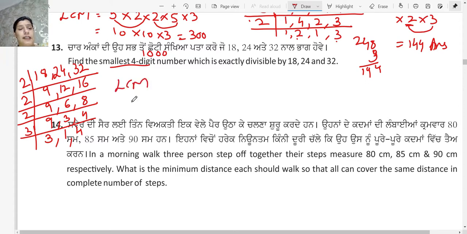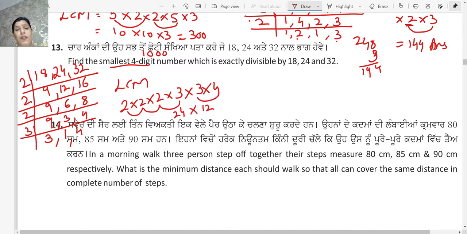So I will find the LCM, that is 2 multiply by 2 multiply by 2 multiply by 3 multiply by 3 multiply by 4. 2 2s are 4, 4 2s are 8, 3 8s are 24 and here you get 3 into 4, that is 12, and 24 into 12 when you multiply you will get the answer as 288. Students, if the question was find the smallest 3-digit number which is exactly divisible by 18, 24 and 32, then the answer would have been 288 क्योंकि ये 3-digit number है जो 18 पे भी जाता है, 24 पे भी जाता है, 32 पे भी जाता है. But we have to find the 4-digit number.